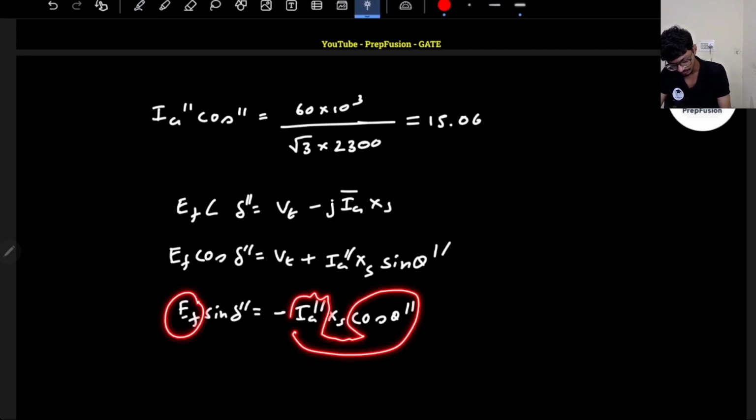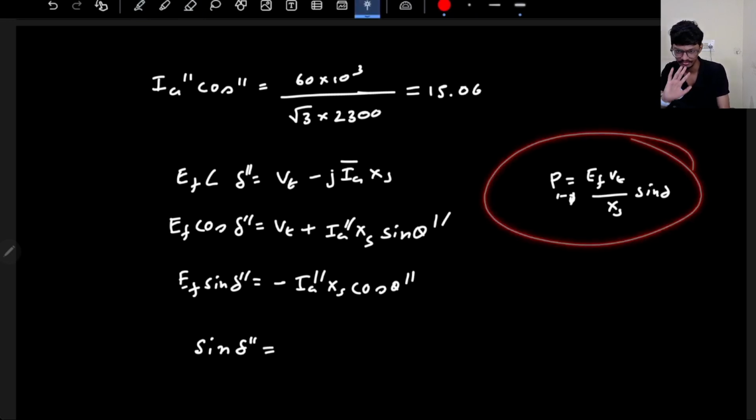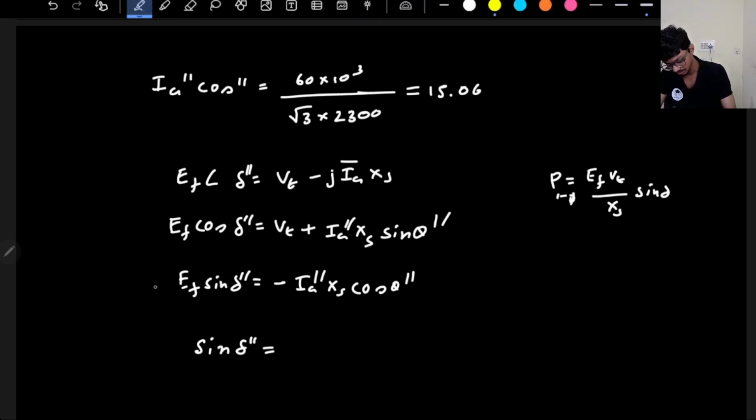I know what is EF. I know what is XS. So I will be able to find out my sin delta double dash. So my sin delta double dash will be simply equal to IA double dash, or you could have done this formula, right? You know this formula, power is equal to EF VT by XS sin delta double dash. This also you could have used. So remember, this is single phase power, right? This formula also you can use. Anyways, either you use this one or you use this one, both will work.